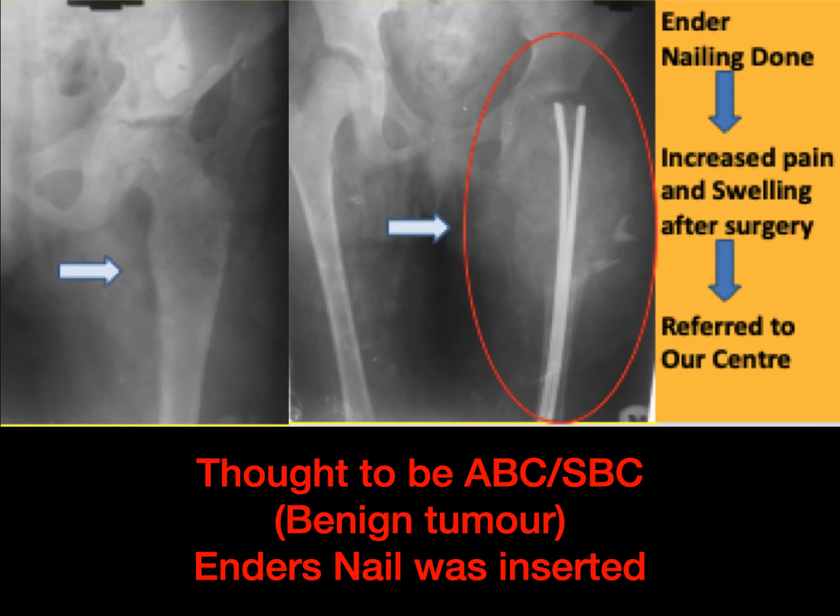But the treating orthopedic surgeon thought it was a benign radiograph and a benign case, and he performed nailing for this case. An Ender's nail was placed for this patient without investigating the case properly, and it was thought to be an aneurysmal bone cyst or simple bone cyst. A few months after this surgery, the swelling increased in size tremendously, and the patient was referred to us for further management.